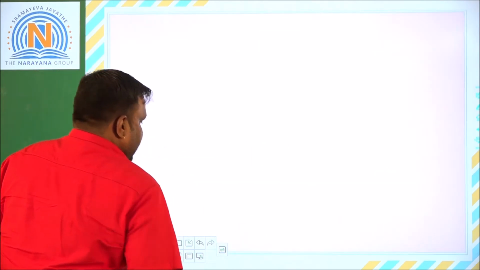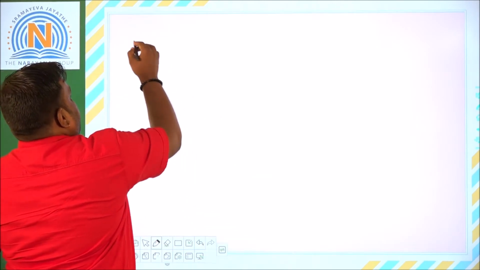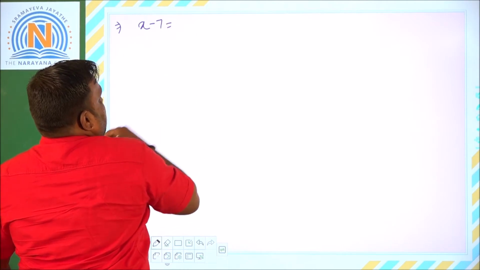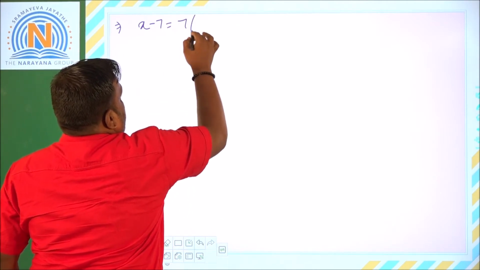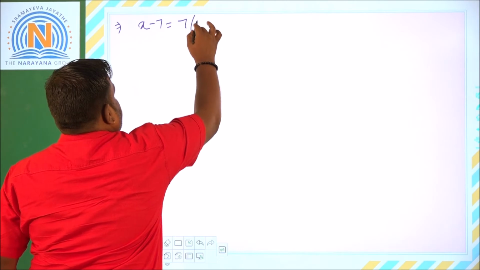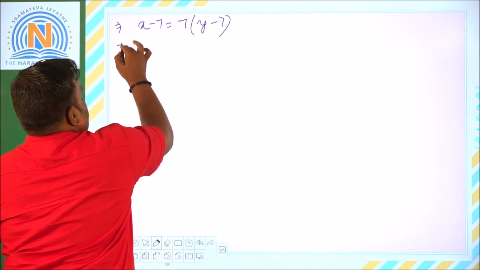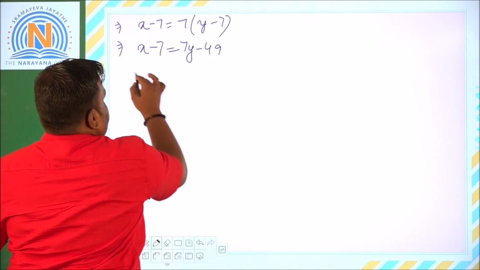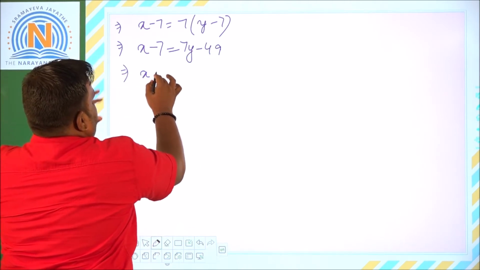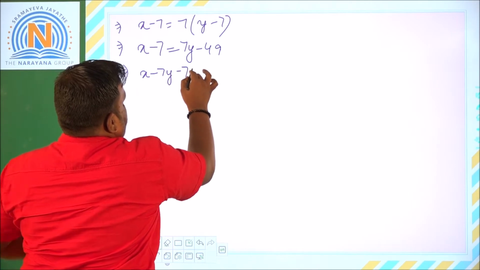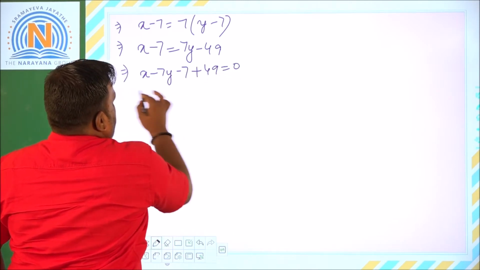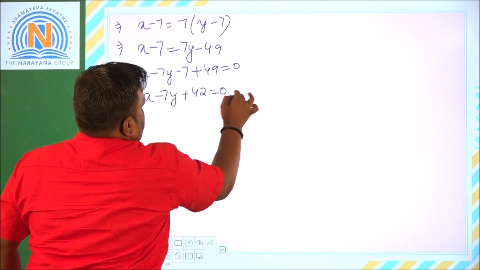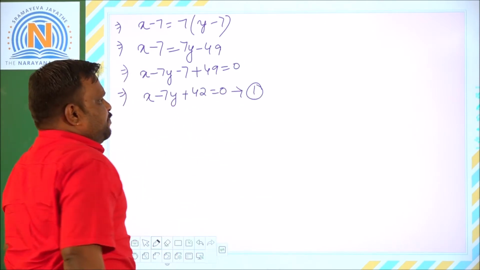So when we are talking about 7 years ago, the equation will be: the age of Shastri, that is x minus 7, will be equal to 7 times the age of the daughter 7 years before, that means y minus 7. So from here x minus 7 is equal to 7y minus 49. On arranging them, x minus 7y minus 7 plus 49 equal to 0. From here x minus 7y plus 42 equal to 0. This is our first equation.